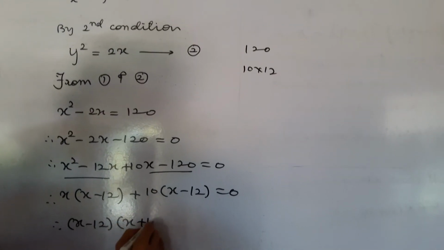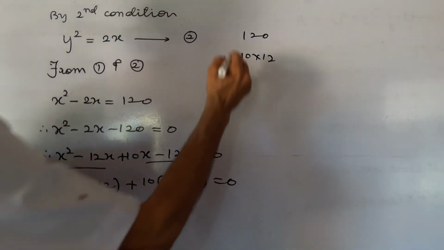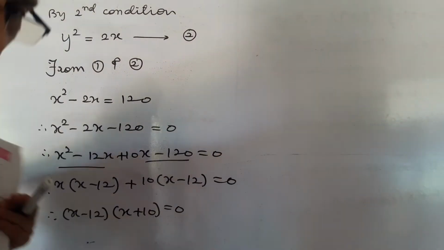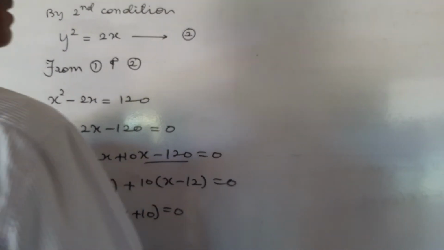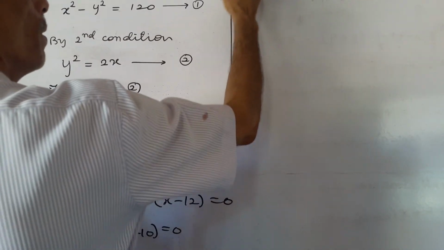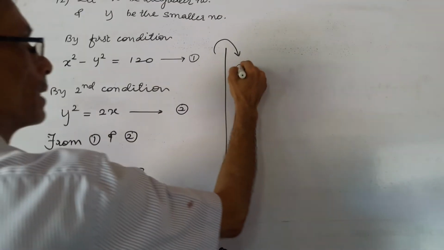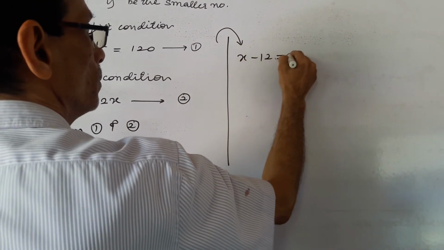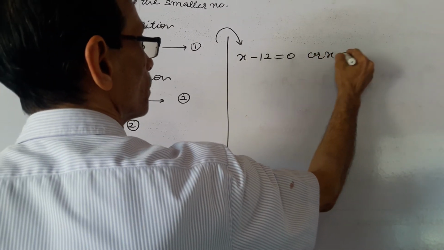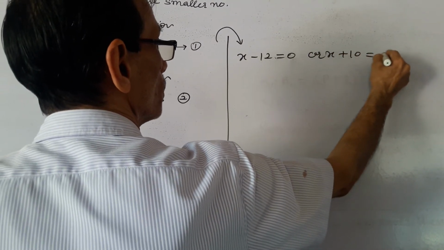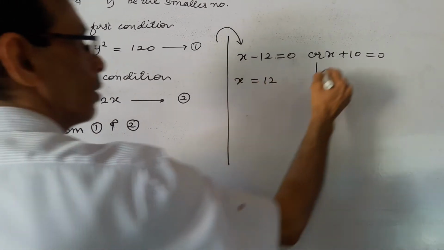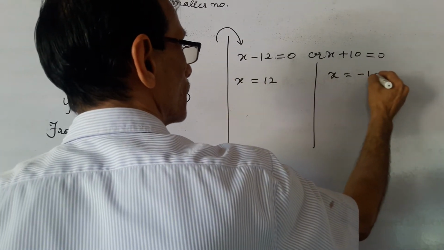is equal to 0, and therefore we get x, either x minus 12 is equal to 0 or x plus 10 is equal to 0, and therefore x equal to 12 or x equal to minus 10.